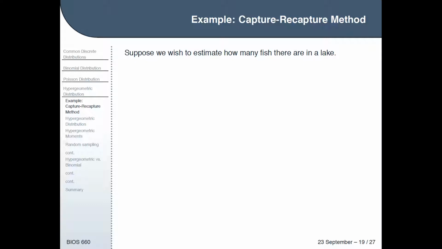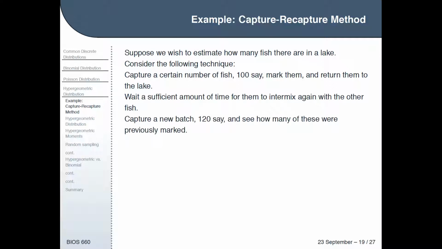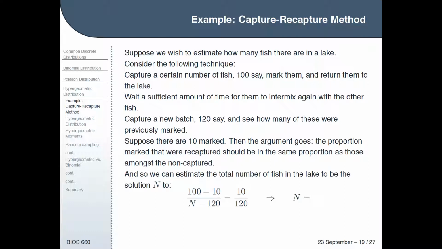So, the canonical example for why you would ever care about the hypergeometric distribution is what's known as the capture-recapture method. Say you want to estimate how many fish there are in a lake. You do something like this: you catch 100 fish, put a tag on them, and throw them back in the lake. Wait a while for them to intermix with the rest of the population of the lake, and then catch a new batch of, say, 120 fish, and see how many of these new fish have tags on them. Then you find that 10 of them are tagged. So the hope is that the proportion of the tagged fish that were recaptured should be approximately the same as the proportion of those who were not recaptured.